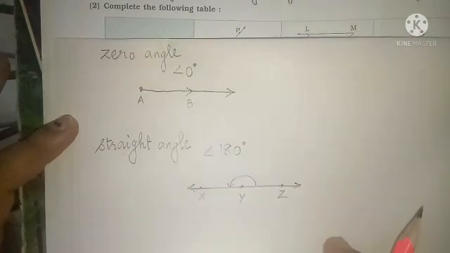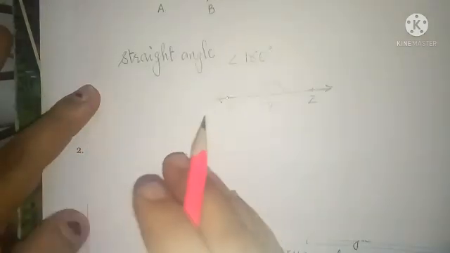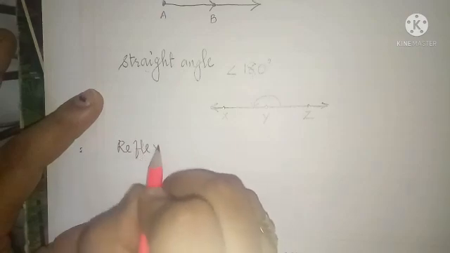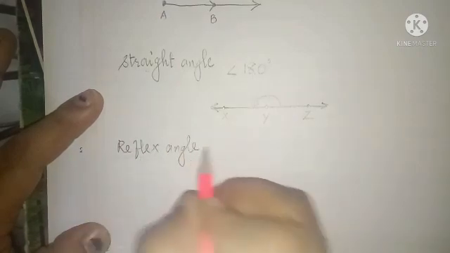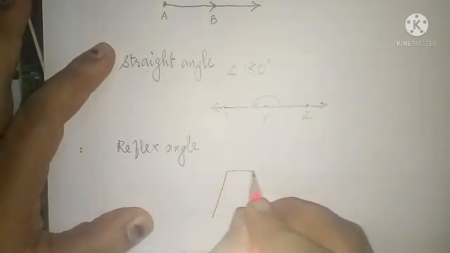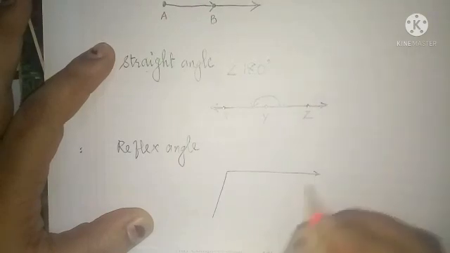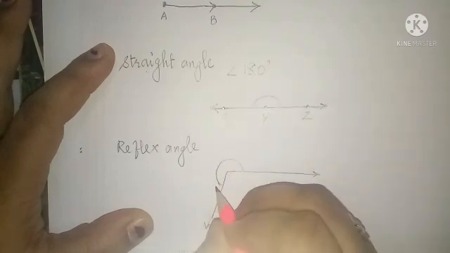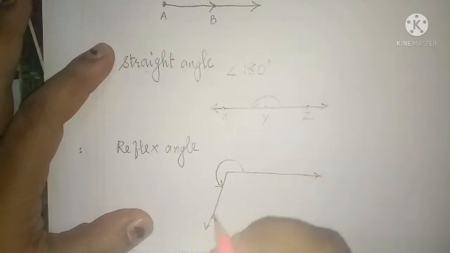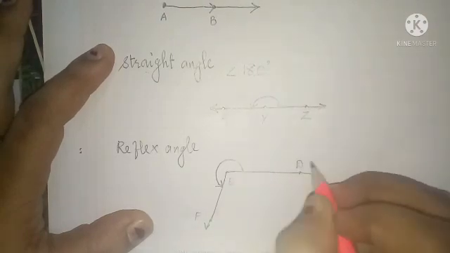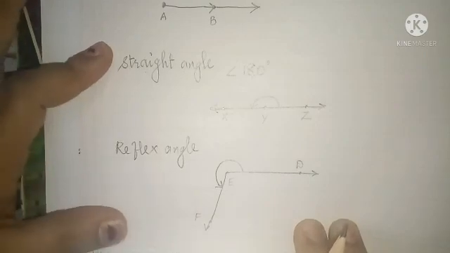The next angle which we are going to see is your reflex angle. Again, let me draw the diagram for the reflex angle. F, E, and here D. Okay, so how are you going to define a reflex angle?